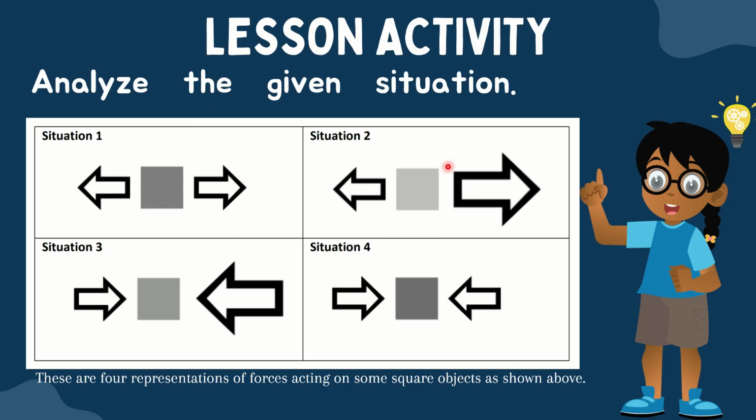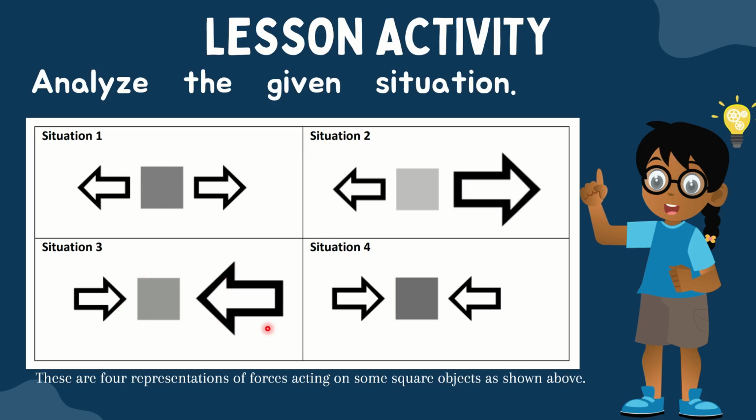Question number 2. Assuming the square objects are the same size and mass, what do you predict would be the movement of the objects in each situation when the forces represented were applied to the objects? As you can see, the object in situation 1 and 4 will not move because the forces acting here are balanced. On the other hand, the object in situation 2 will move to the right because there is a greater force on the right arrow. Same with the object in situation 3.